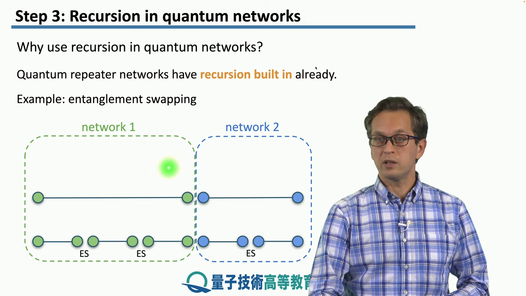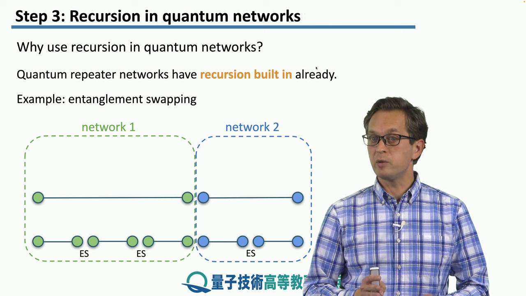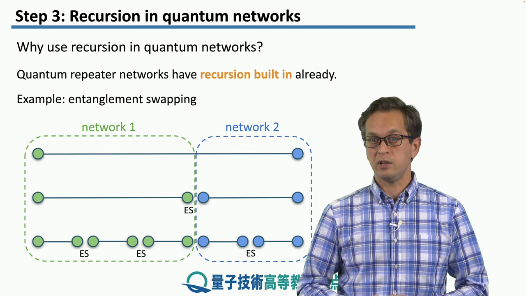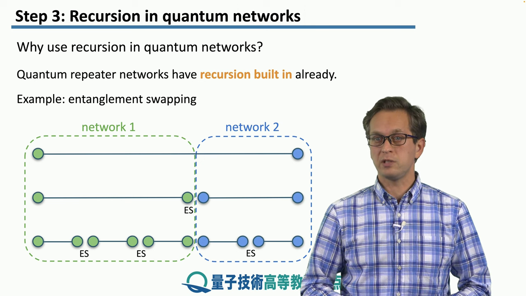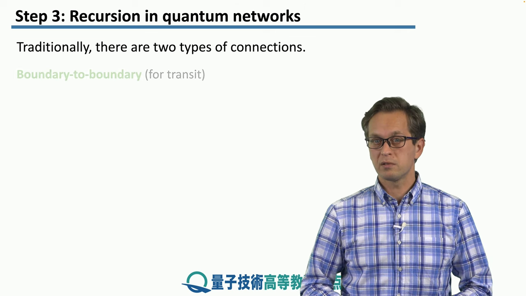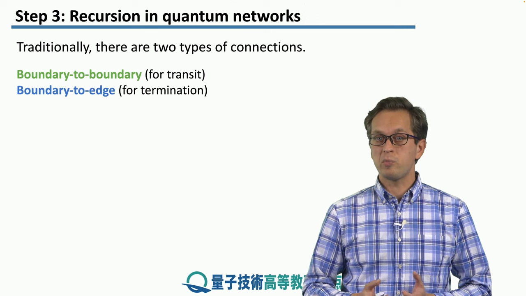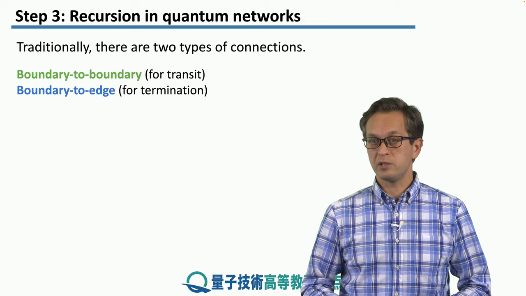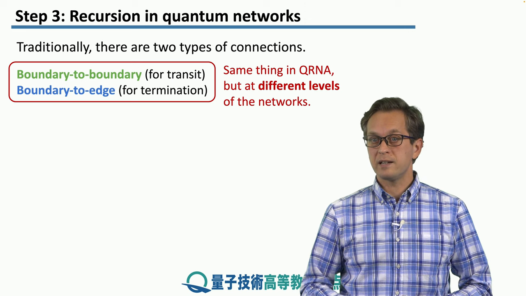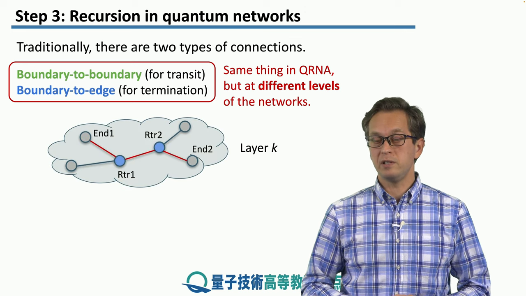What we can do is we can perform entanglement swapping again, but at this node over here that's at the boundary of network 1 and network 2, and we produce end-to-end entanglement that's now connecting two different networks. We see recursion in action. Now, traditionally, there are two types of connections. There's the boundary-to-boundary connection, which is used for transit, and then there is also boundary-to-edge, which is used for termination of a connection. In the quantum recursive network architecture, these are the same thing, but at different levels of the network. How that works is illustrated in this picture.